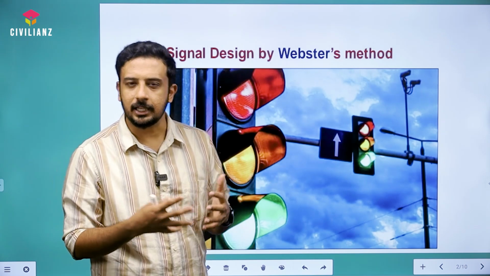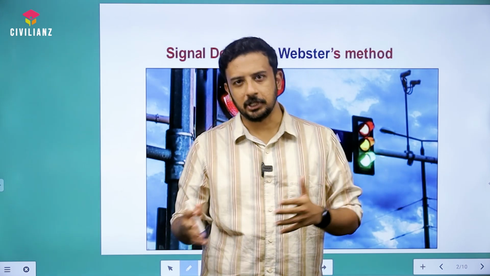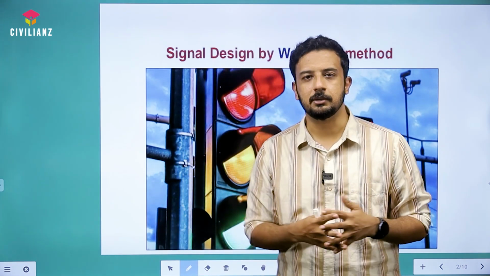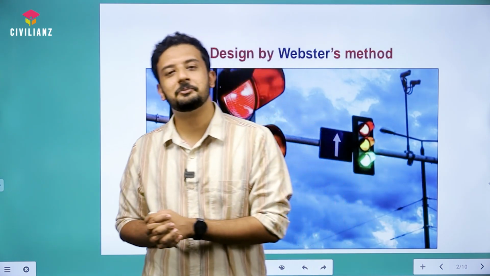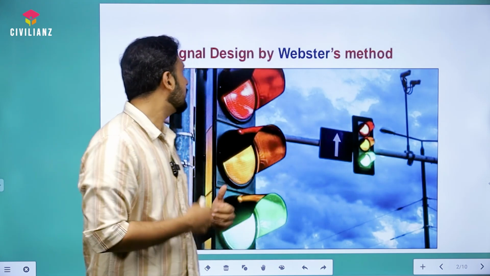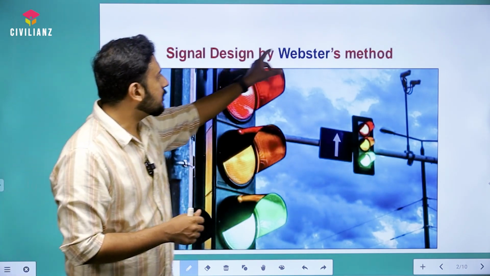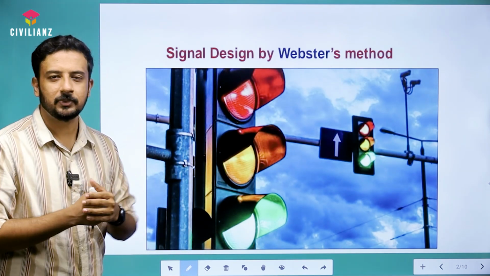Not only for the GATE examination but also for other exams in which transportation engineering is part of the syllabus, this is one of the very important topics. So I hope this session will be very helpful for your upcoming exams. Okay, so coming to the topic, signal design by Webster's method. We'll come back to Webster's method. First of all, let's focus on this signal design.